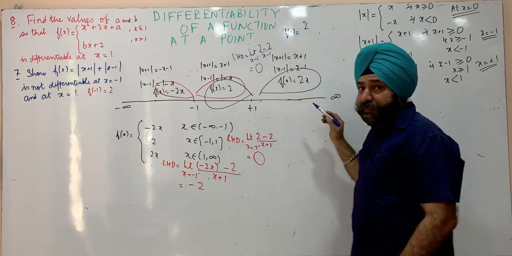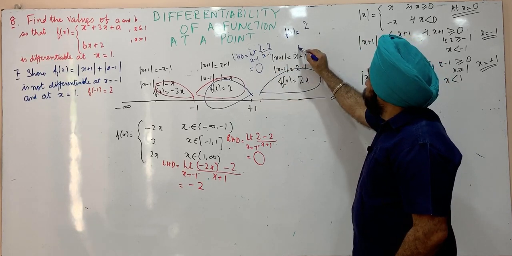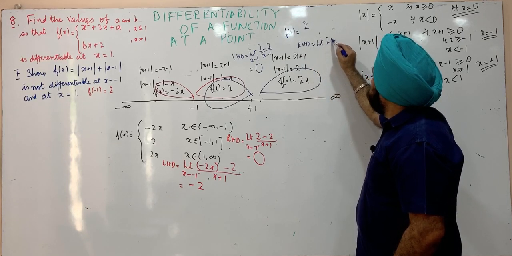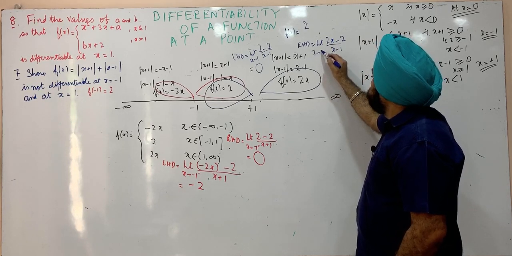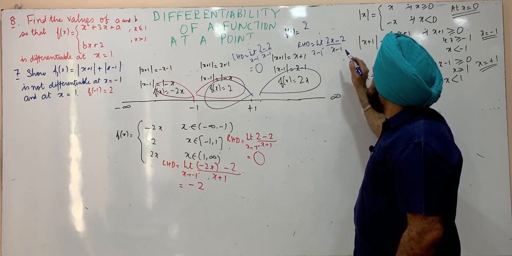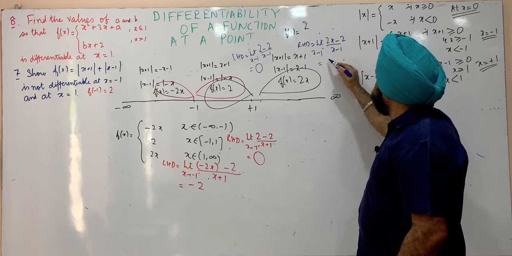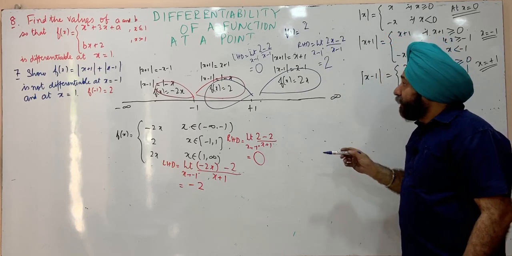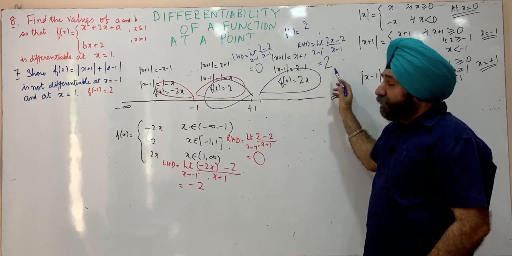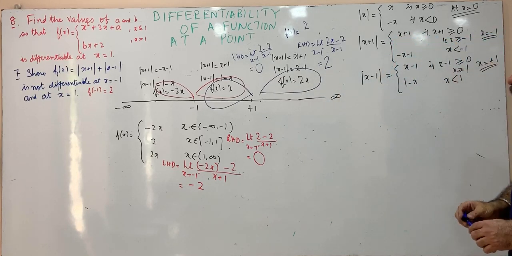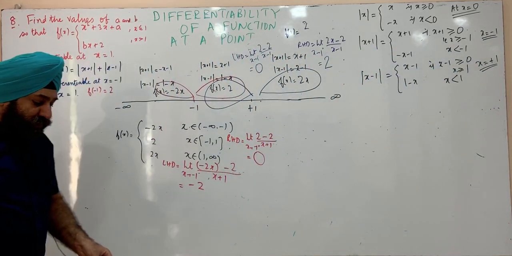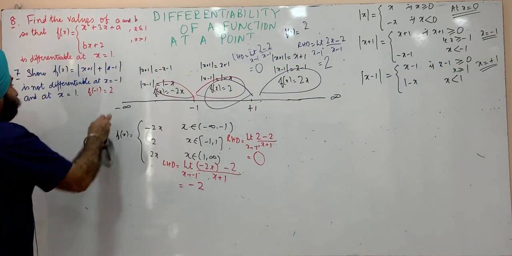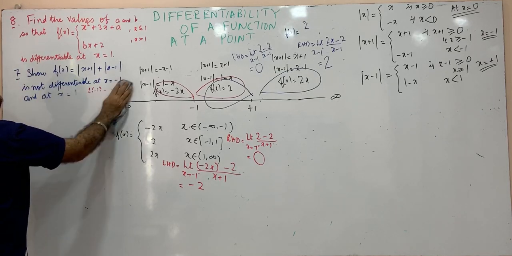So this is 0. Similarly, we find out right hand derivative, which is limit of 2x minus 2 upon x minus 1 as x approaches 1 plus, and taking 2 common, x minus 1 will cancel out, this is 2. So here also left hand derivative and right hand derivative are different, therefore the function is not differentiable at x is equal to plus 1. So the end result, the function is not differentiable at x is equal to minus 1 and also at x is equal to plus 1.